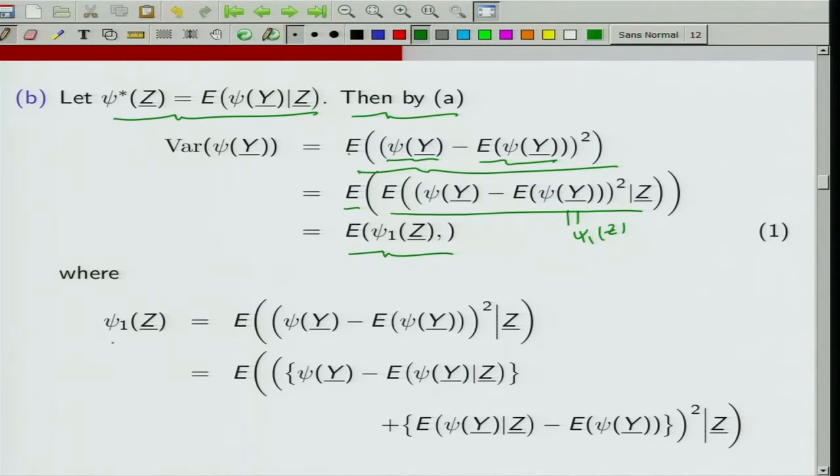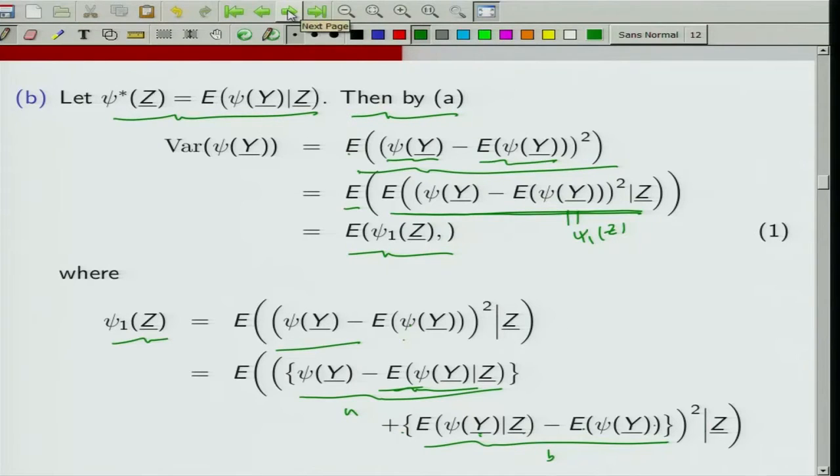Now, I look at what is psi 1 z. Psi 1 z is this inside quantity, which is nothing but expected value of psi y minus expected value of psi y, whole square, given z. So, what I do is I add and subtract over here expected value of psi y given z. So, I add and subtract that. Minus psi y given z plus expected value of psi y given z, and minus expected value of psi y, whole square, given z. Let me call this A, this B. So, this is A plus B whole square, which is the same as A square plus B square plus 2 times AB.